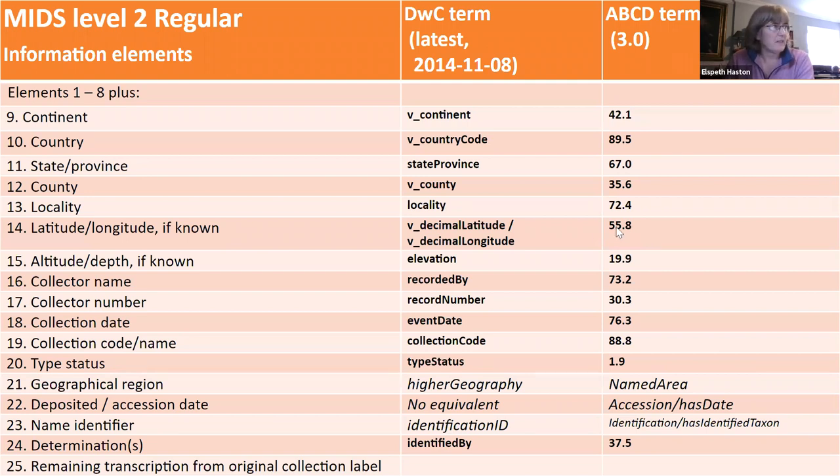You'll notice that that percentage is higher, for example, than the number of specimens that have county or altitude in there. So one way of thinking is that some of these can be calculated. If you've got a latitude and longitude, you can calculate some of these higher level geographical data fields.